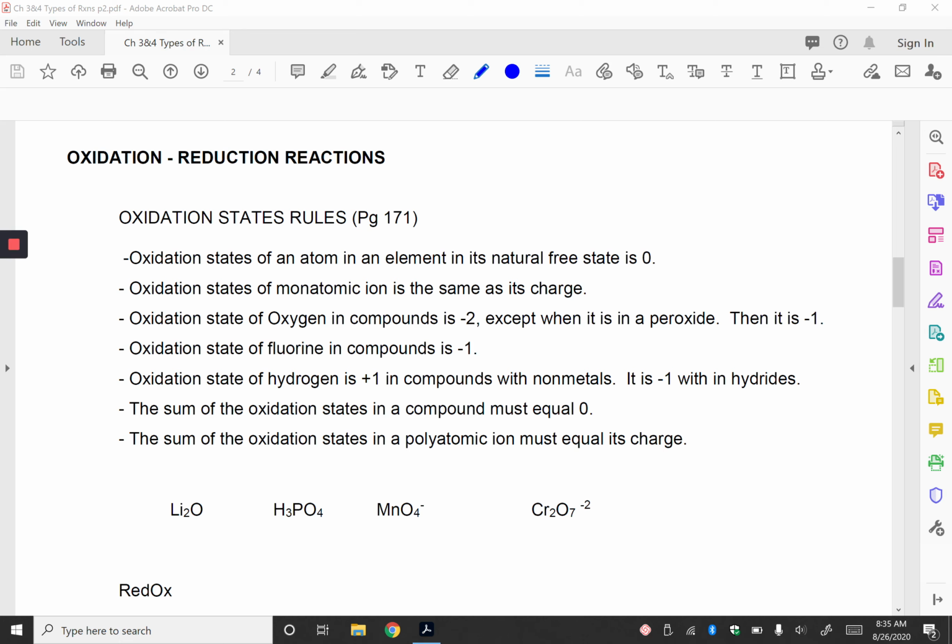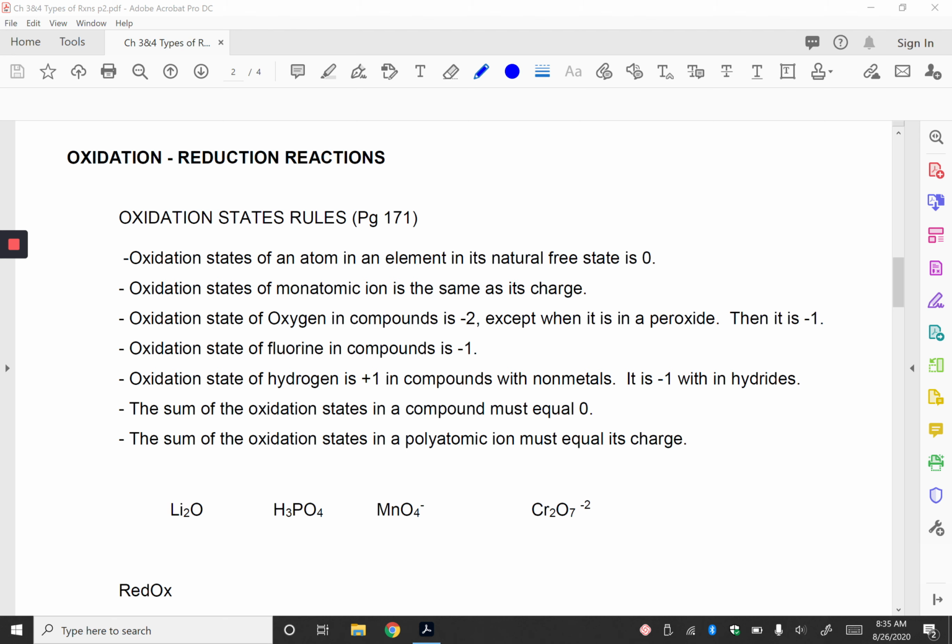So last time we talked about the three different types of reactions: redox, precipitation, and neutralization that you need to recognize on the AP exam. Today we're going to talk more about redox reactions, since most reactions are redox. And redox reactions are where electrons are transferred. One or more electrons are transferred.